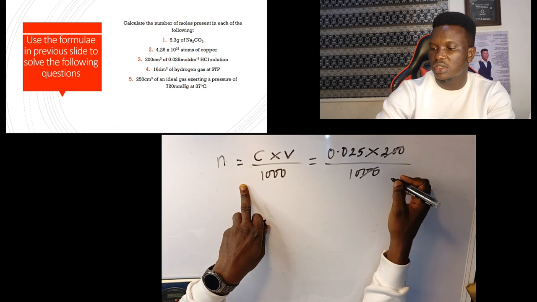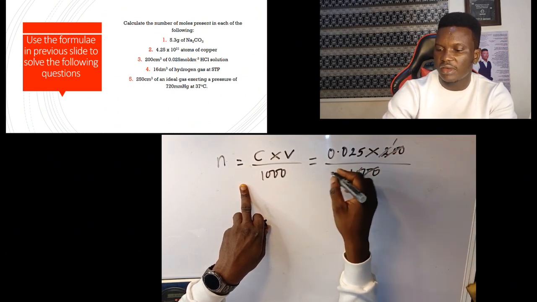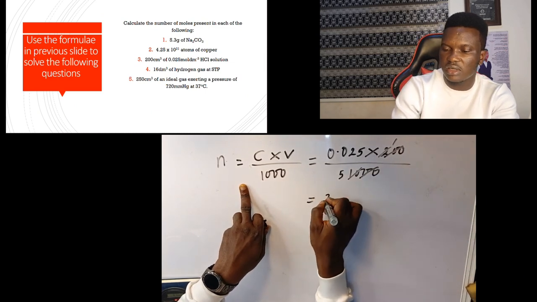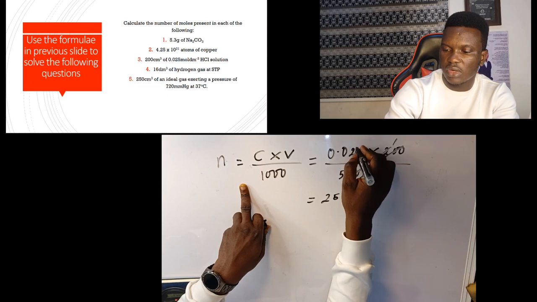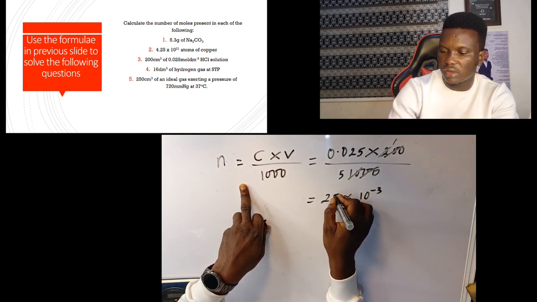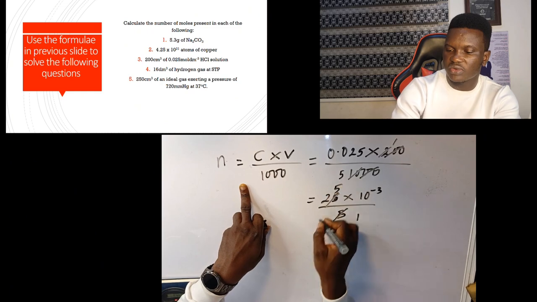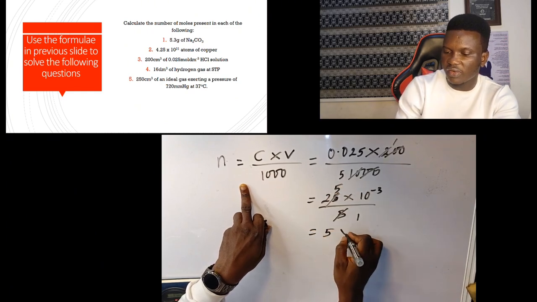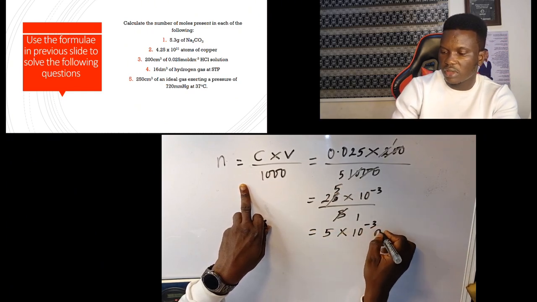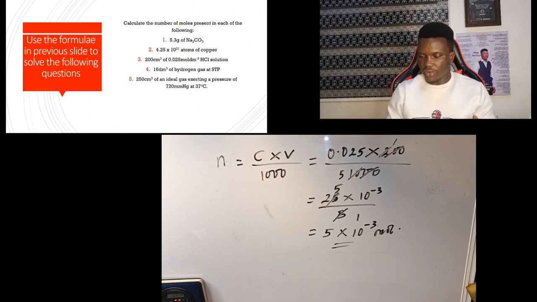So this and this will go. So 2 here 1, 2 here 5. So 5, this is the same thing as saying 25, 1, 2, 3. 25 times 10 raised to minus 3 all over 5. So 5 here 1, 5 here 5. So this is the same thing as saying 5 times 10 raised to minus 3 mole. So that's the answer. So you can keep solving it that way.